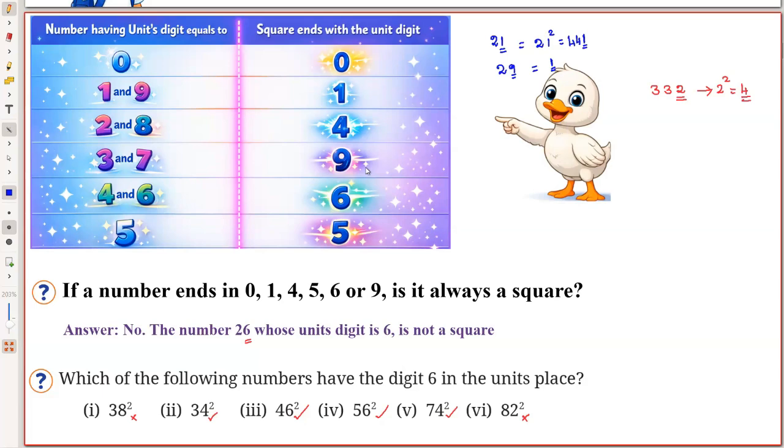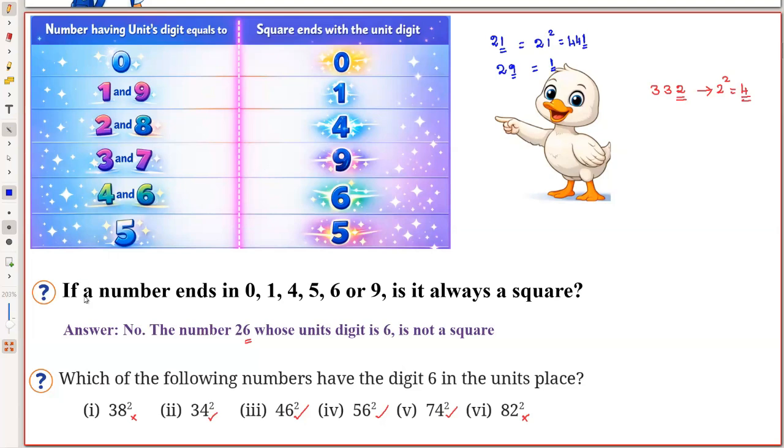They will ask what is the unit digit of a given number while taking the square. So we need not multiply. 49 square, we need not multiply 49 into 49. It is ending with 9, therefore the square is ending with 1. So easily you can just get it.